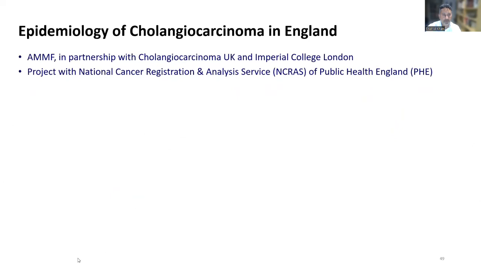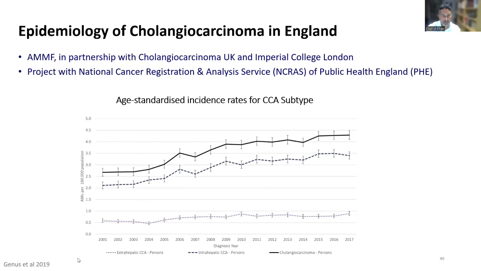So just some very recent epidemiology in cholangiocarcinoma. There's a very recent, just finished project sponsored by the AMMF, which is the National Cholangiocarcinoma Charity, in partnership with Cholangiocarcinoma UK and Imperial, and I was fortunate enough to be leading this partnership with Public Health England to look at the epidemiology of cholangiocarcinoma by subtype. And what we found is that, similar to HCC, cholangiocarcinoma had also increased, but the main type of cholangiocarcinoma that had increased was intrahepatic cholangiocarcinoma.